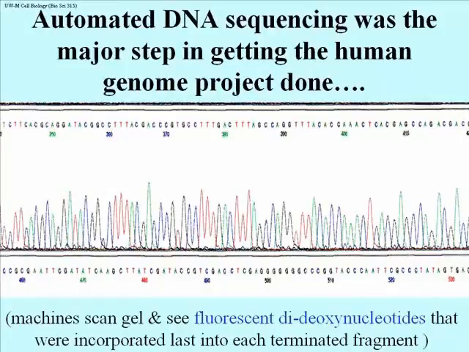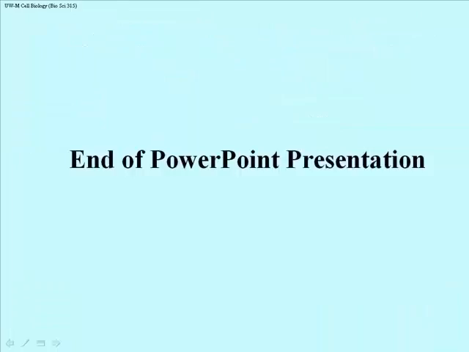And so what you're looking at is a chromatograph representing the 4 different fluorescent dideoxys that are incorporated into the different fragments that were made, each of a different length, terminated opposite the appropriate complementary base in the template. So that's DNA sequencing. And that brings us to the end of this presentation.